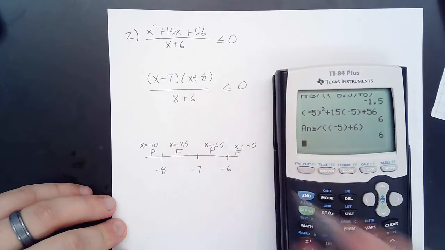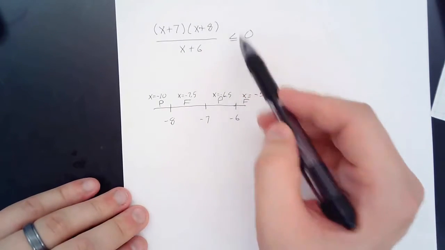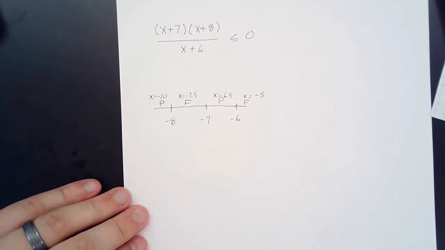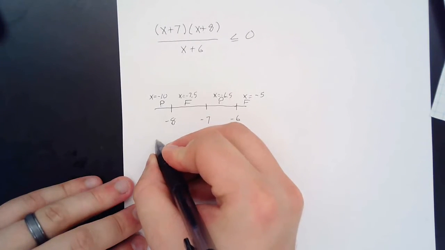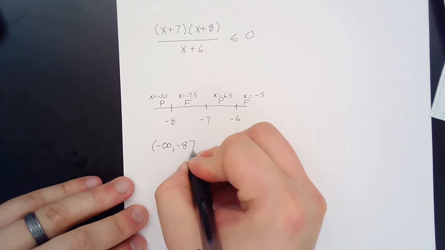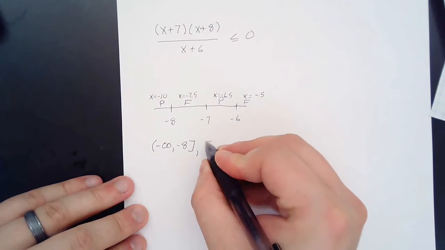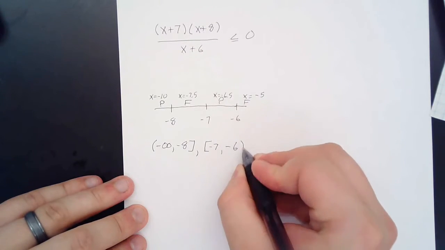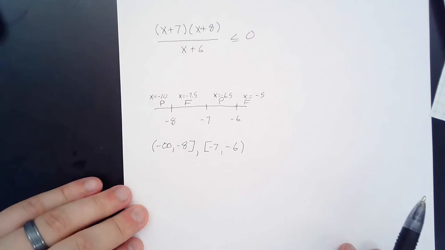So when I'm looking at my intervals here, again, this says less than or equal to 0. So that means that I actually get to include these values that give me 0. So I'm going to say that my intervals here are going to be from -infinity to -8 inclusive, because I can actually have -8 because of this less than or equal to 0. And then -7 inclusive, so having the bracket there, up to -6. I can't have -6 though, because again, -6 would make this whole thing go to 0. And that is it for number 2.